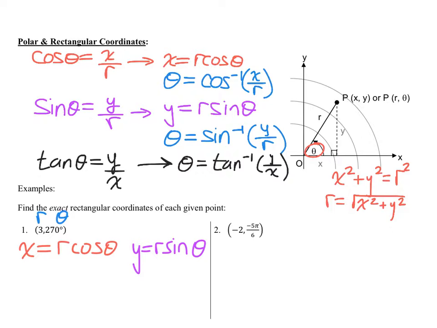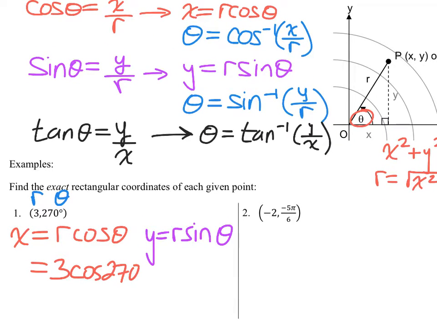So my r value is 3. Cosine of 270. And then 3 sine of 270.